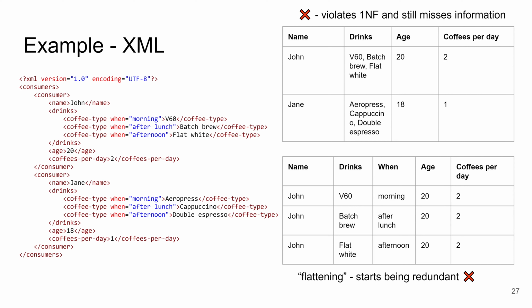Another thing we can do when we would like to stick to the tabular data model is that we introduce some redundancies. We'll add 2 more columns for the drink type and the time of day. But then we have the redundancies. So we so-called flattened the hierarchical structure into a tabular structure, which means that, for instance, the information that John is 20 is 3 times in the table. And so is the information that John drinks 2 coffees per day. So this is also not a good approach of how to represent this data in the tabular form.